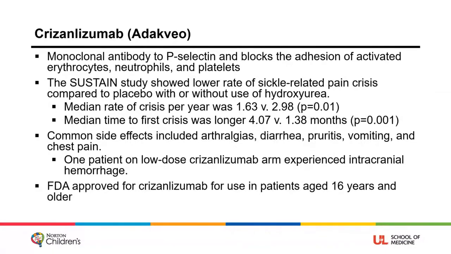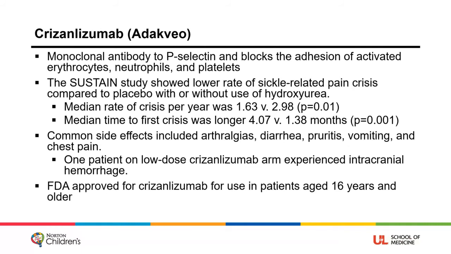Among patients who received high-dose Adakveo, the median rate of crises per year was about 45% lower, falling from about 3 per year in the placebo group to 1.6 per year in the Adakveo group. High-dose Adakveo also significantly increased the time to first crisis to 4 months from about 1.38 months. Of note, crisis events were reduced both among those receiving hydrea and those not receiving hydroxyurea. Serious adverse events were reported at the same rate in the high-dose Adakveo group and the placebo group.